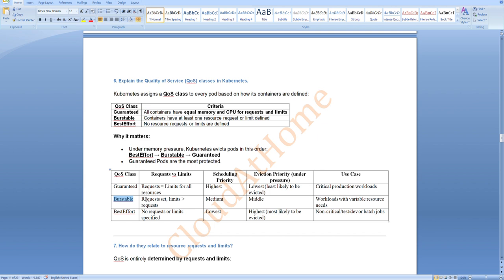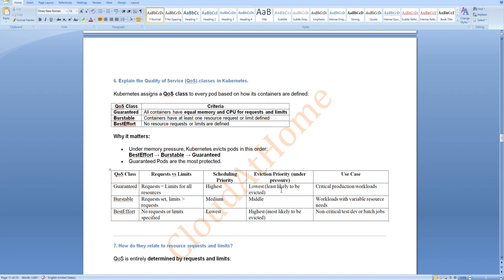Okay. Burstable, when you set the request, the limit is greater than the request. That's what we have said, right? So let's say your request is 200 Mi and limit is 250. Like that you can do. So for medium, the eviction is middle.